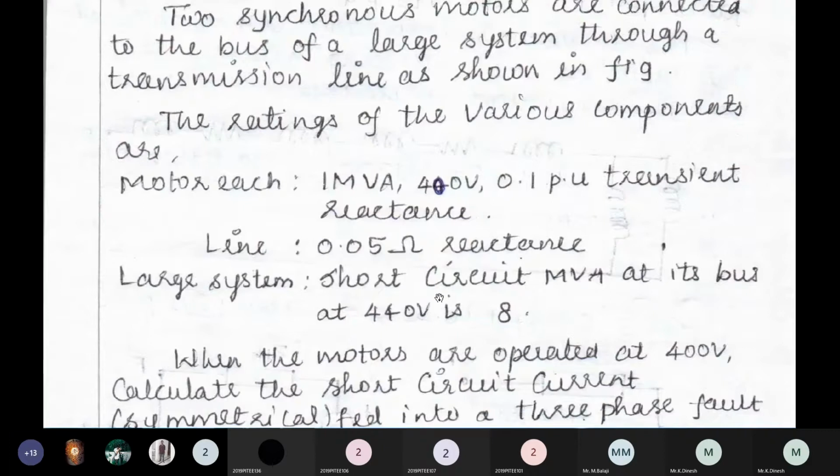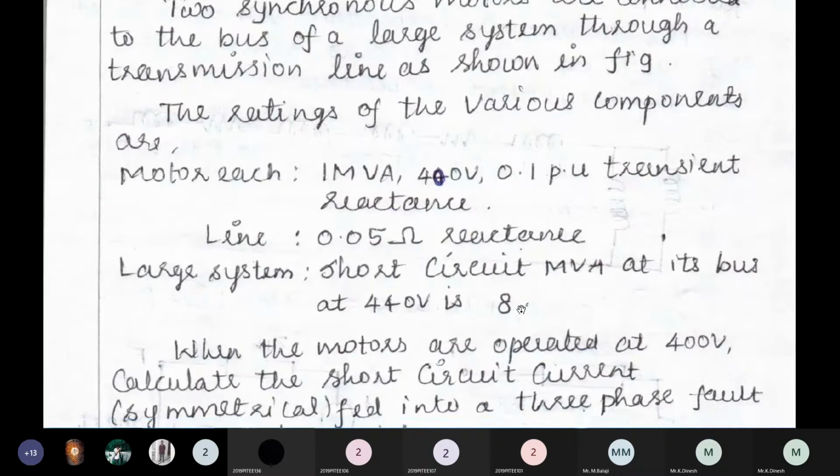Its corresponding short circuit MVA at its bus at 440 volt is 8. So the 8 denotes the cycle of the circuit breaker. It's an 8 cycle circuit breaker operating system. In the previous class we discussed a 5 cycle circuit breaker problem. So here I am maintaining 8 cycles, so the short circuit capacity should be for 8 cycles.